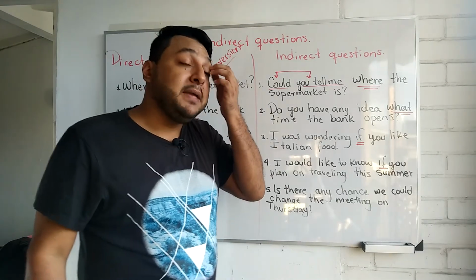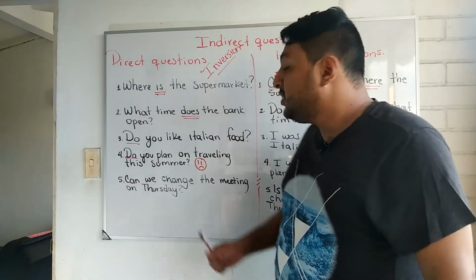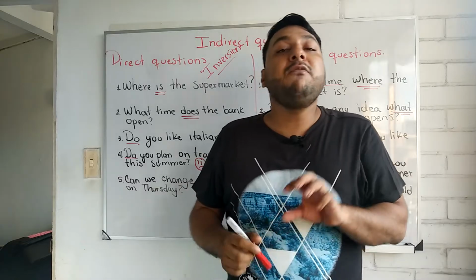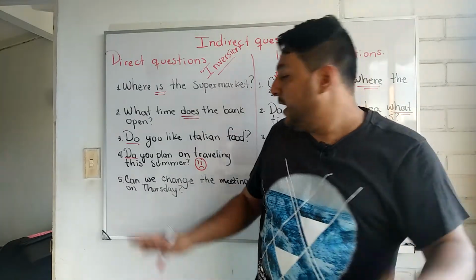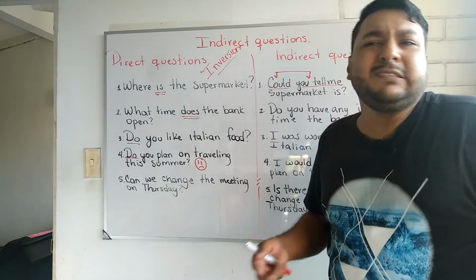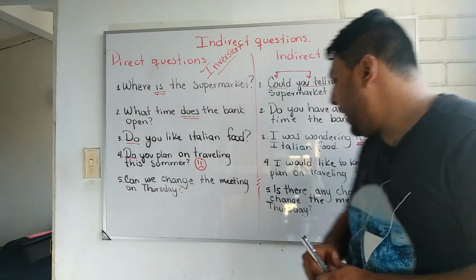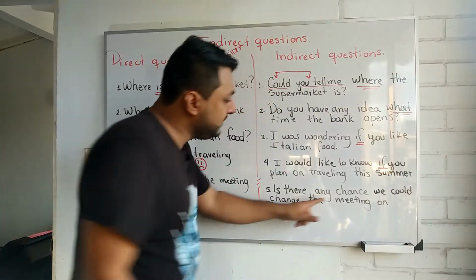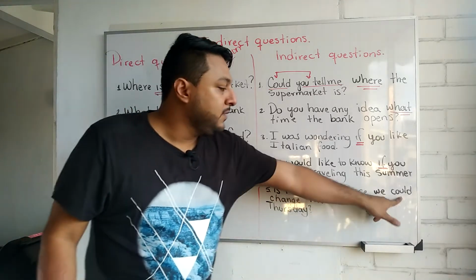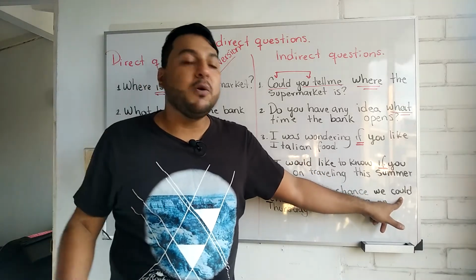Another way to create more polite questions is to change the auxiliary of the original sentence, looking for a more polite auxiliary. In this case, we have can. Can is good. It's good enough, but it's not that formal. So instead of using can, I'm gonna use could. Is there any chance we could change the meeting on Thursday? This could makes a difference because this one sounds pretty formal.